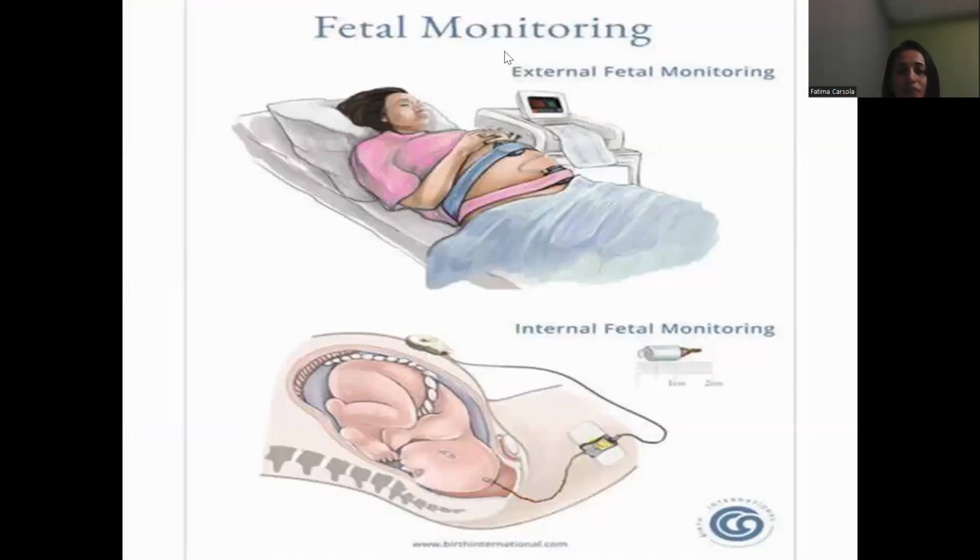So this is how they will do it. Okay, so again, you will have the monitor there. The monitor will just give you an exact record of how the baby is doing. So this is an internal fetal monitoring. As you see, the transducer is embedded on the scalp of the baby. And again, you could not do it in a patient with HIV because it will pose a risk to the fetus of acquiring the HIV or the virus of the mother.